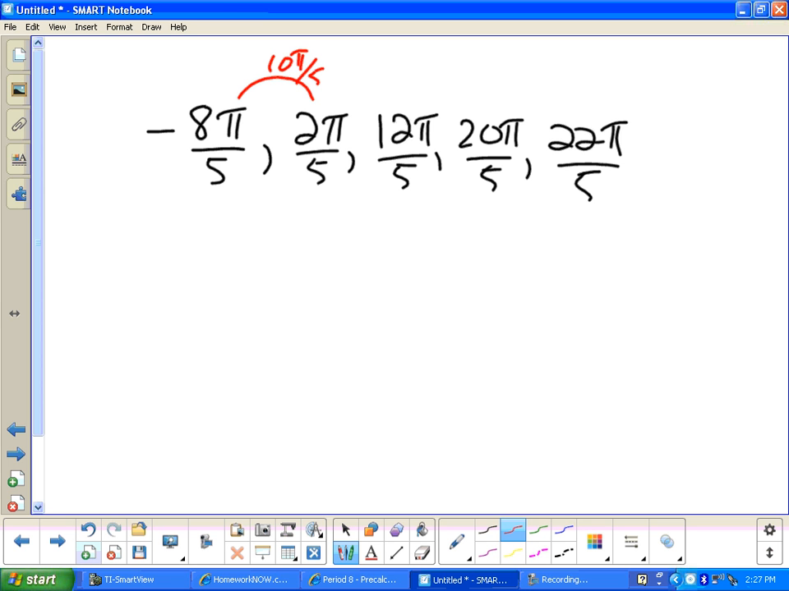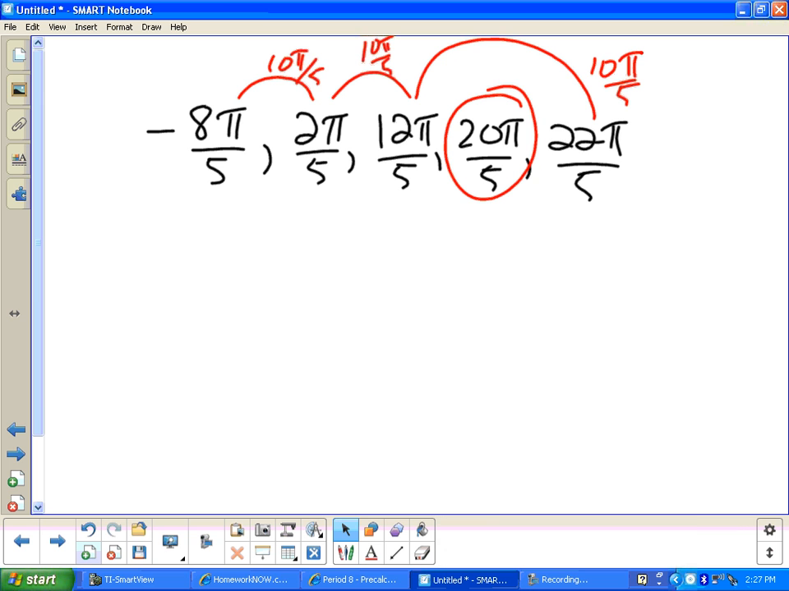So, Brianna, which one were you thinking it was? Yeah, that's the odd one out. Those are separated by 10 pi over 5. Jump it on over to 22 pi over 5. That's 10 pi over 5. They're all separated by 10 pi over 5, which is 2 pi.